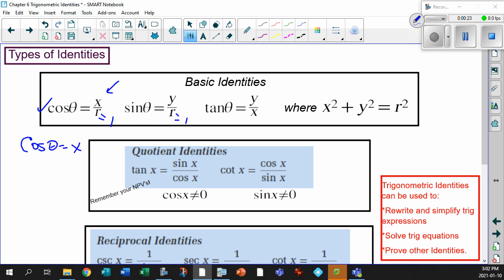Same thing goes with this one. The sine theta, of course, equals the y coordinate. The tan, remember, that's sine theta over cos theta. Yeah, no kidding. You know that as well.